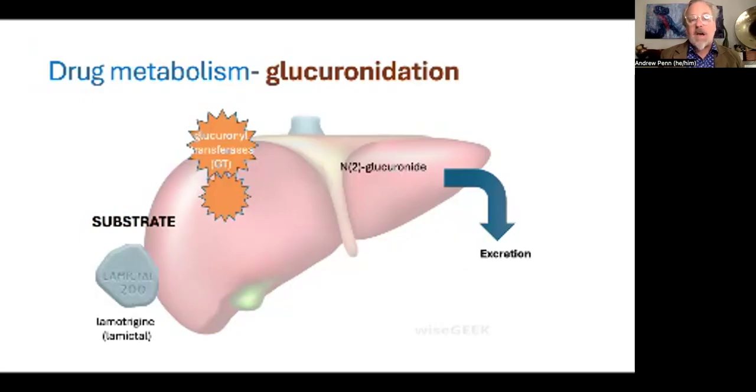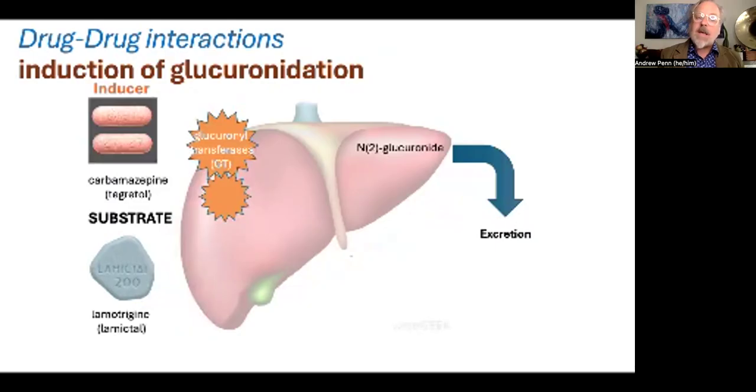This can also happen in the UGT system, in the glucuronyl transferases. So let's take an example of a drug, a substrate, known as lamotrigine or Lamictal, commonly used for the treatment of depression and bipolar disorder, also for the treatment of epilepsy and seizures. So that goes through the glucuronyl transferases. Now, if we introduce a drug known as Tegretol or carbamazepine, this is an inducer. It speeds up the rate at which glucuronyl transferases process drugs. So the patient is already taking lamotrigine, and then we throw in carbamazepine. That's going to cause those glucuronyl transferases to go even faster than usual.